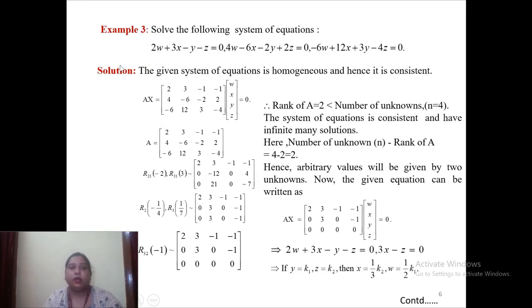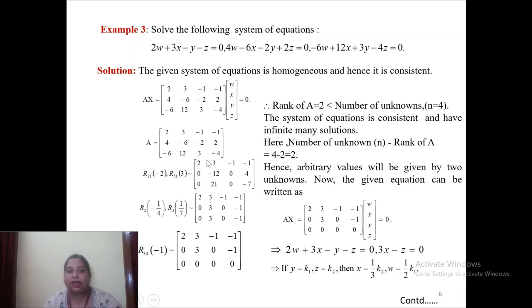So you can see this is again a homogeneous system of equations, because the value of this b is 0. So first of all we put it in this form, AX equal to 0, 4 unknowns, 3 rows, and the coefficient matrix is 2, 3, minus 1, minus 1, 4, minus 6, minus 2, 2, minus 6, 12, 3, minus 4.